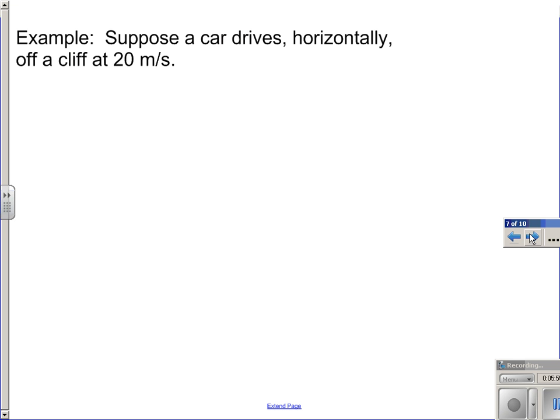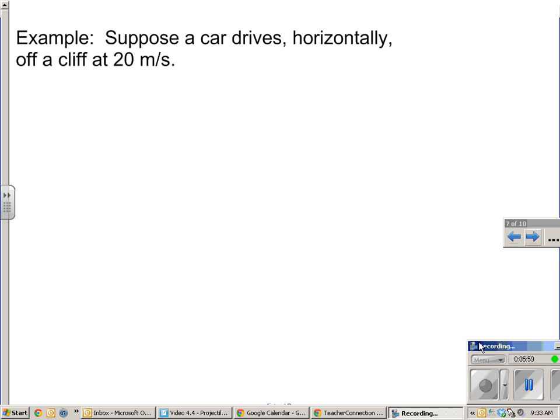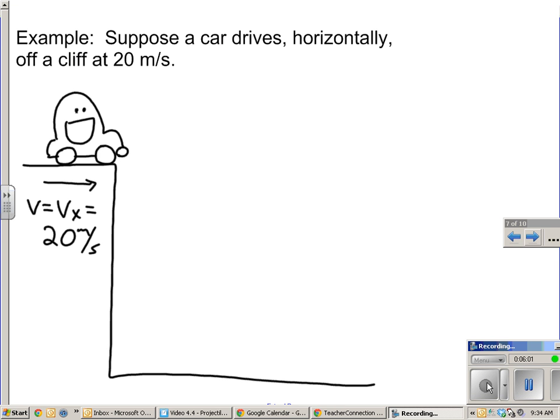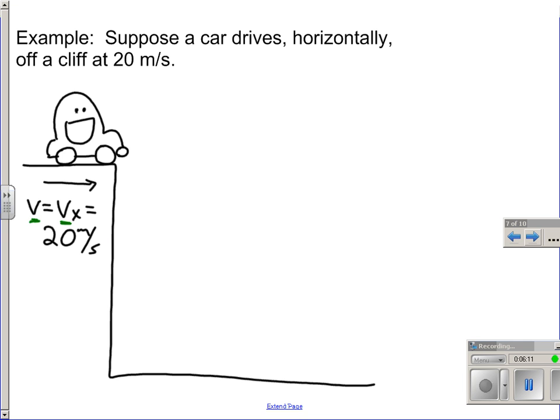It says, suppose a car drives horizontally off of a cliff at 20 meters a second. Okay, so there's our car, which I've drawn here. Its velocity as it drives across this cliff top is all horizontal. So I wrote the velocity is the same as the horizontal velocity, right? Because it's moving horizontally at 20 meters a second. Notice it's not moving vertically at all, right? So our Vy is 0. There's no motion up or down.